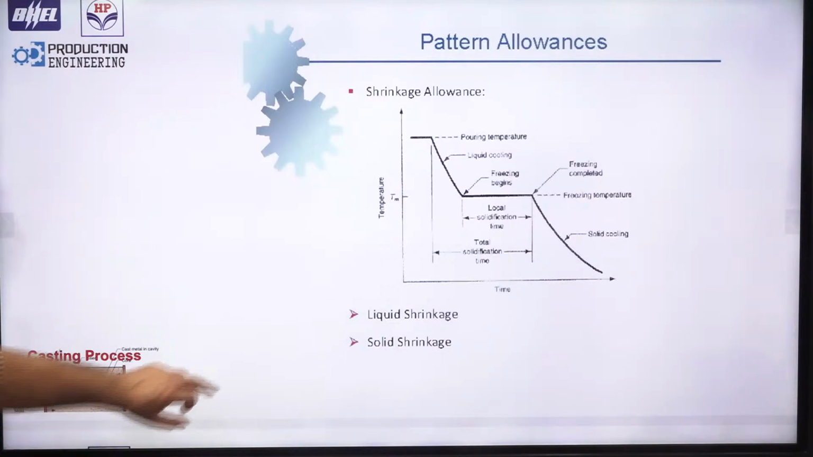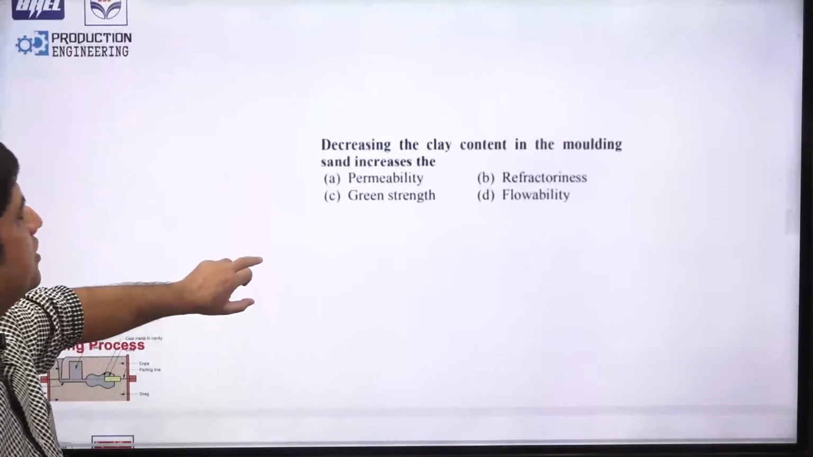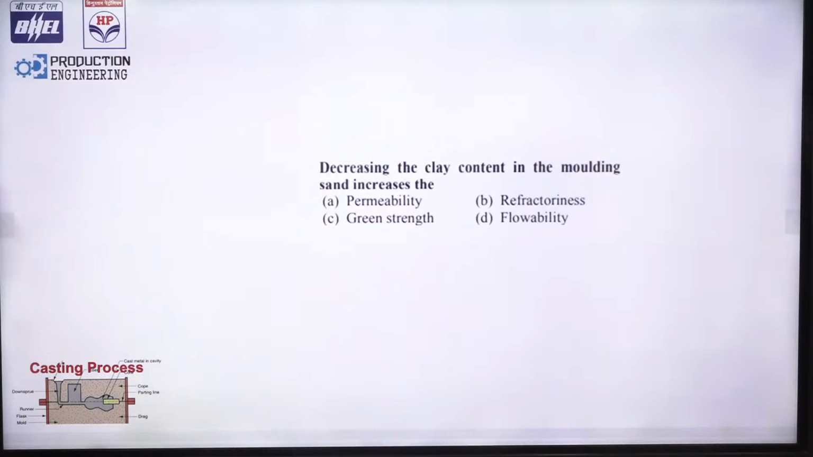Okay, so let's go for the next now. The next question is related to when we decrease the clay content in molding sand, what increases? As I decrease the clay content, which property of the sand will increase? With the decreasing clay content, which property of the sand will increase? Refractoriness, permeability, green strength, or flowability? If I decrease the clay content, what will increase?